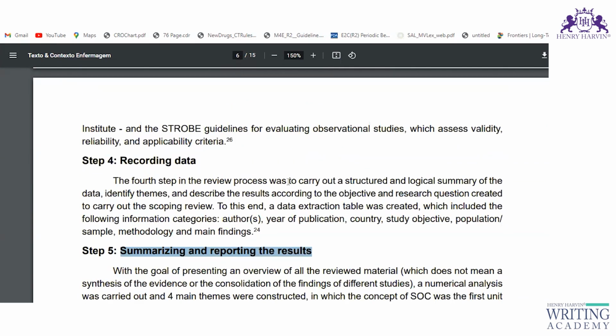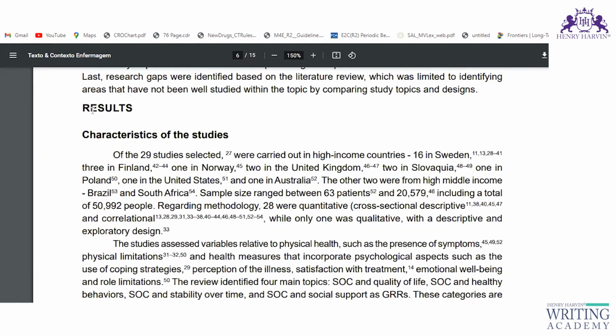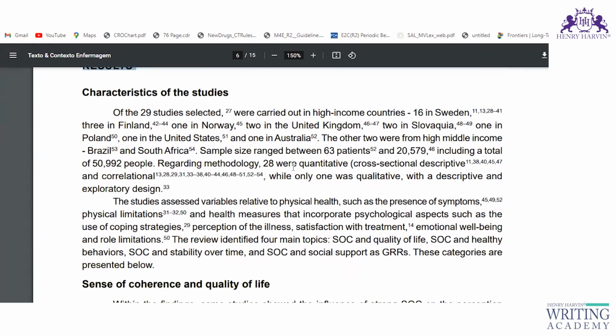The next section, which comes after method, is recording of data. Results. Okay. So now you have to write the results. The first thing you have to write in the results is what are the characteristics of the studies. Now, all the 29 studies which you have included, what are the main characteristics of all those 29 studies?